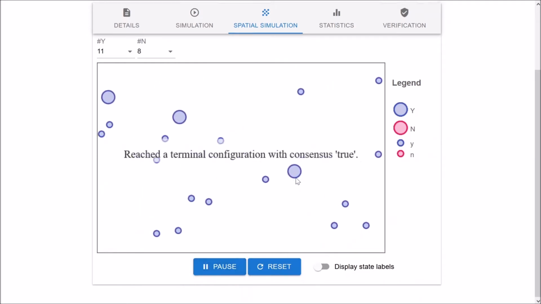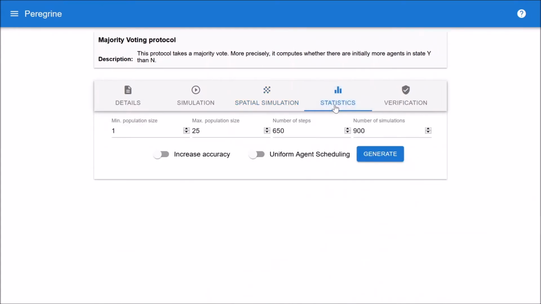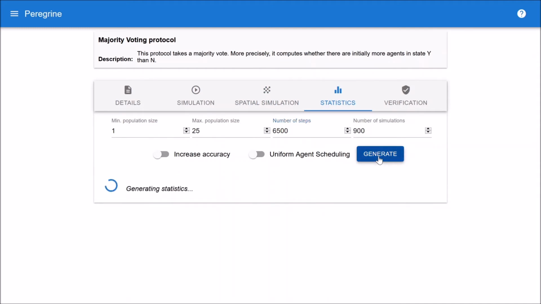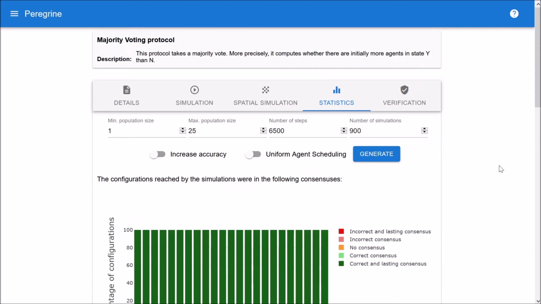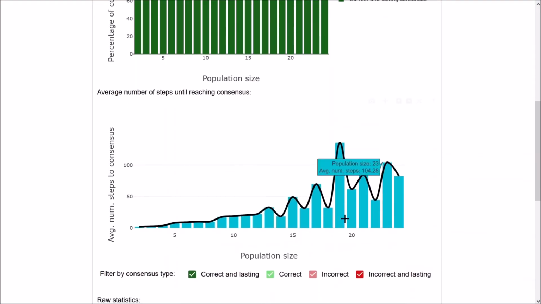Peregrine can also be used to gather statistics about a population protocol. This module allows us to run many simulations with varying numbers of agents and random initial configurations. The first graphic tells us that all simulations reach the correct stable consensus. The second graphic tells us how long the computation took on average.